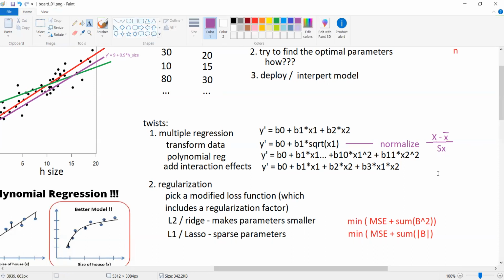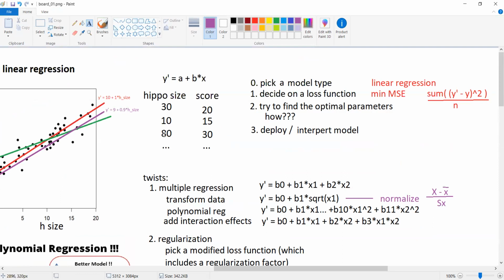So instead of using the actual values that we measured, let's say the actual hippocampus size, we do the hippocampus size minus the average hippocampus size, divided by the standard deviation, which essentially gives you the value in standard deviations away from the mean. So how many standard deviations you are away from the mean.